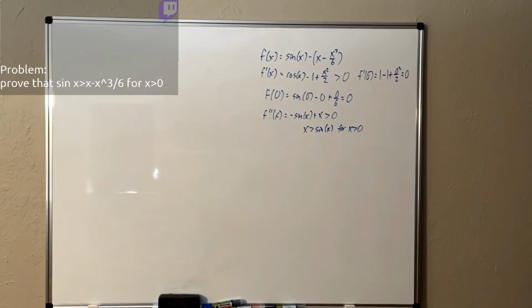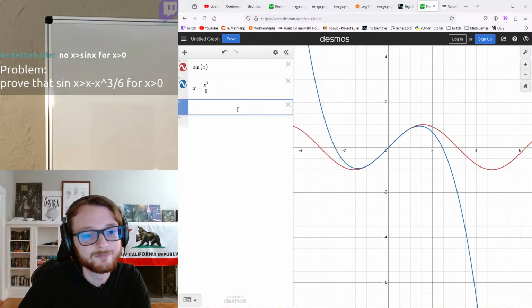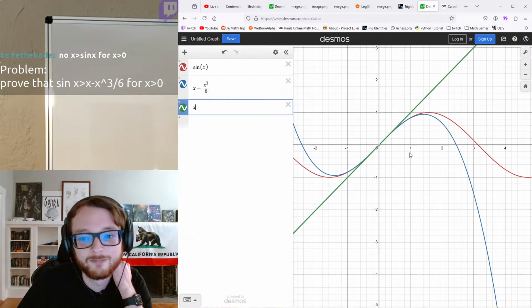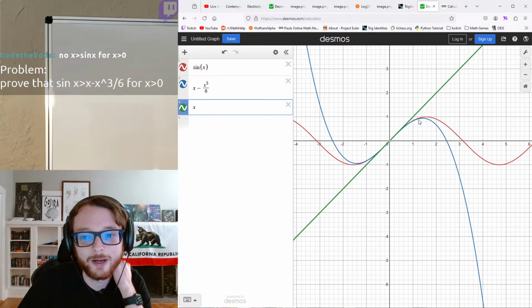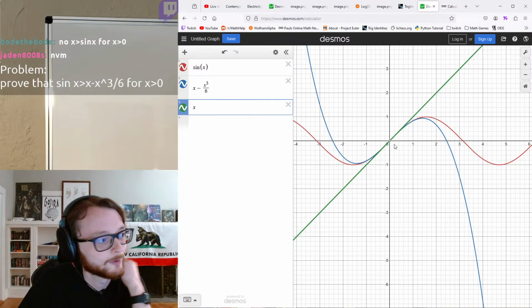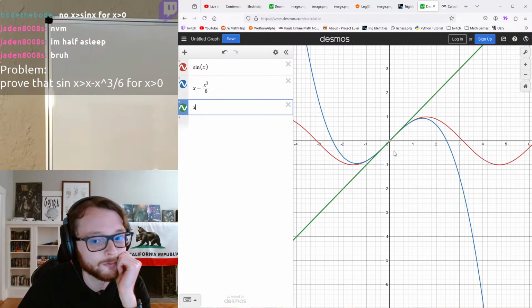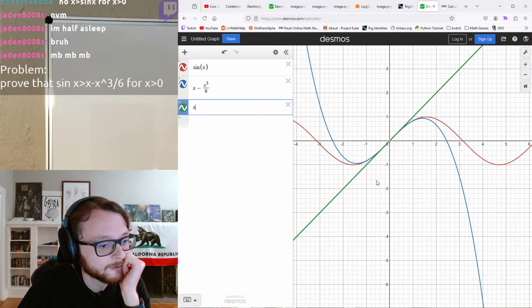Blunder, x less than sine x, really? No, it's not. Yeah, I was thinking about this right part of the graph over here, but I'm pretty sure it keeps on for small x's. It doesn't cross over. It's all good, Jaden.